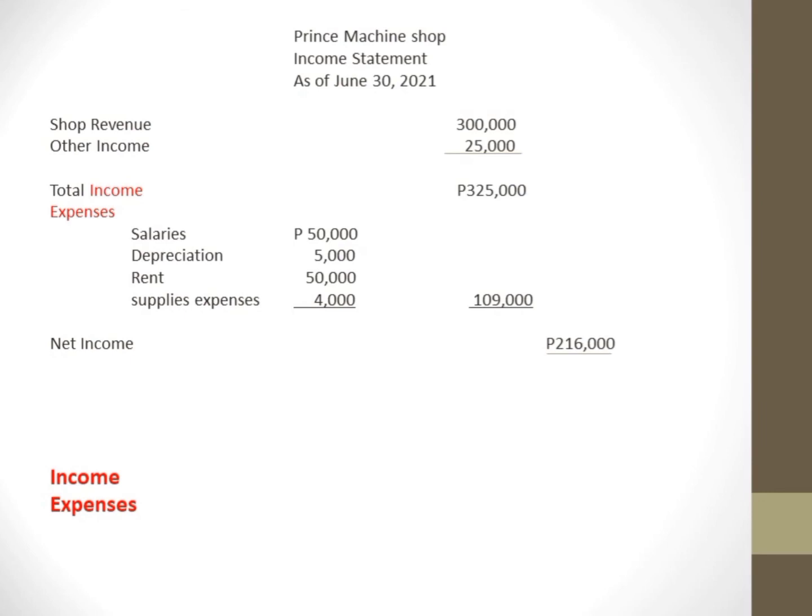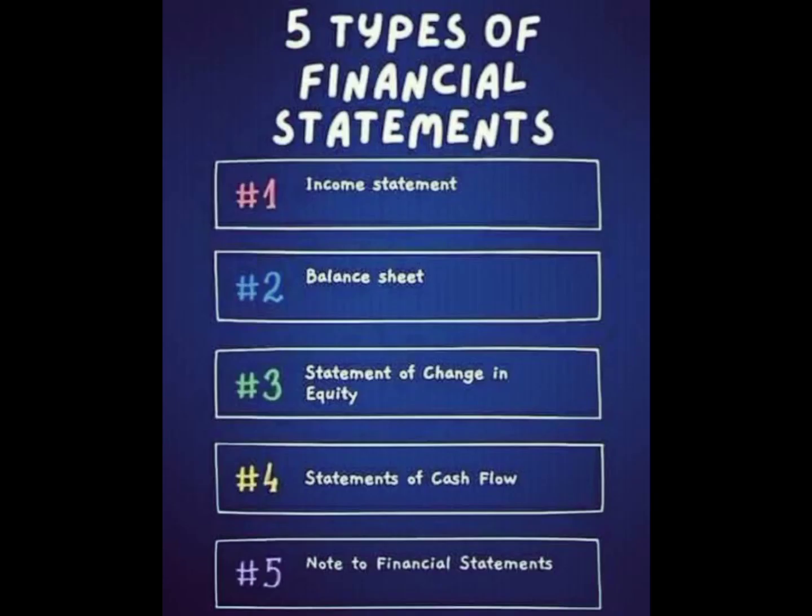To present, we have to write the total revenue of the shop, which amounts to 300,000 pesos. Write also the other income, 25,000 pesos. So we have a total income of 325,000 pesos. Less all the expenses, and we will come up with the net income, which is 216,000 pesos. And this is subject to tax. There are 5 types of financial statements. We have the income statement, balance sheet, the statement of changes in owner's equity, the statement of cash flows, and notes to financial statements.